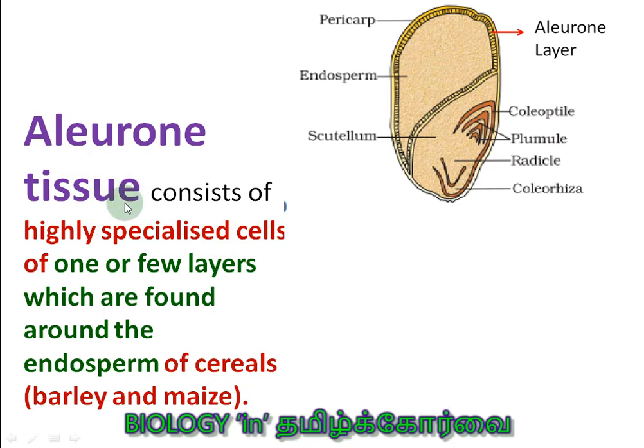Next, aleurone tissue. This is also the 'Do you know' box given in the state board books. Aleurone tissue consists of highly specialized cells. You see, this is the endosperm and this is the embryo part in the grains. The outer layer of the endosperm is the aleurone layer. It consists of one or a few layers of highly specialized cells found around the endosperm of cereals like barley and maize, etc.